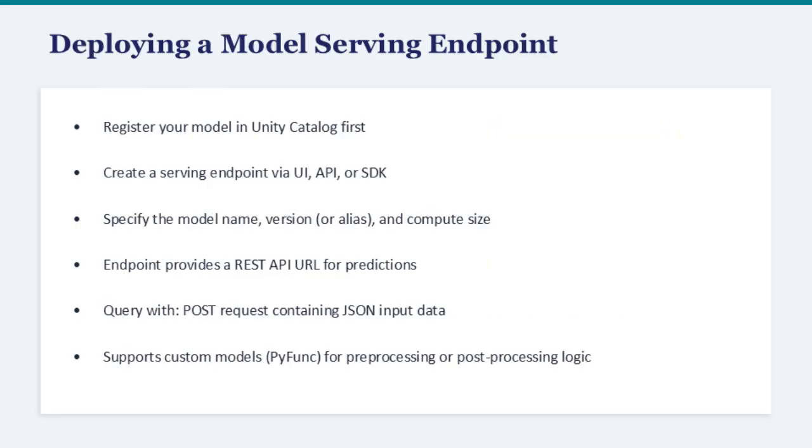Deploying a model serving endpoint, let's talk about it. For real-time inference, you deploy a model serving endpoint. First, register your model in Unity Catalog. You need a registered model to create an endpoint. Then create the endpoint through the Databricks UI, the REST API, or the Python SDK. You specify the model name and the version or alias like champion, and the compute size. The endpoint provides a REST API URL. You query it with a POST request containing JSON input, and it returns your predictions.